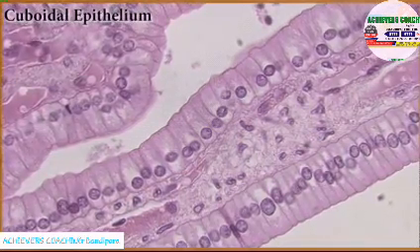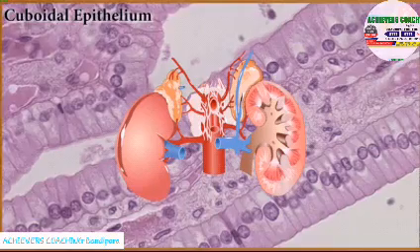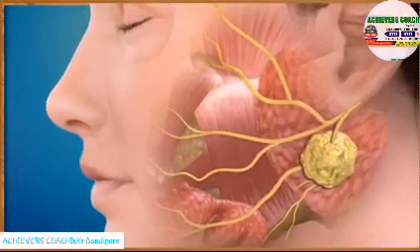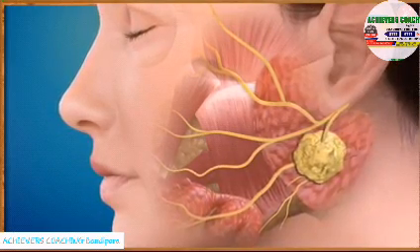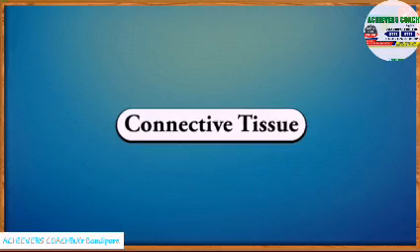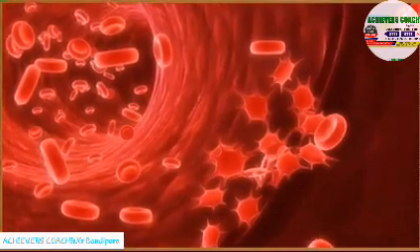Cuboidal epithelium, with cube-shaped cells, forms the lining of kidney tubules and ducts of salivary glands, where it provides mechanical support. Connective tissue. Blood is a type of connective tissue.